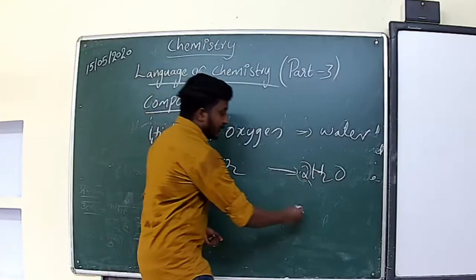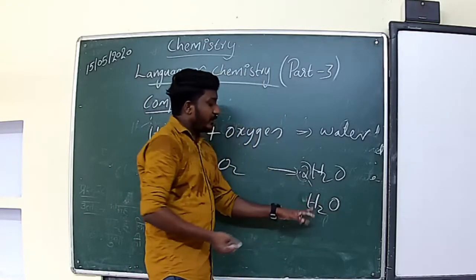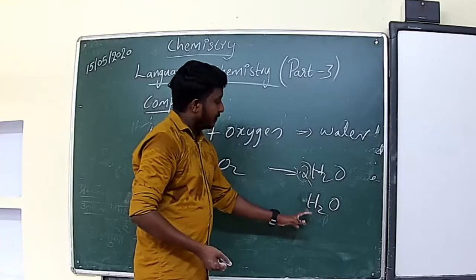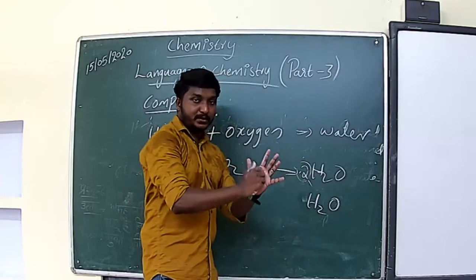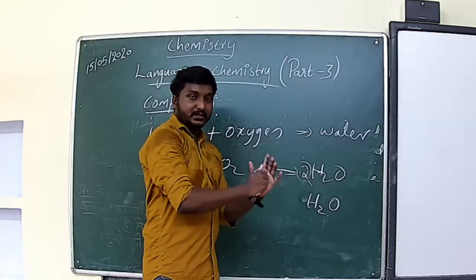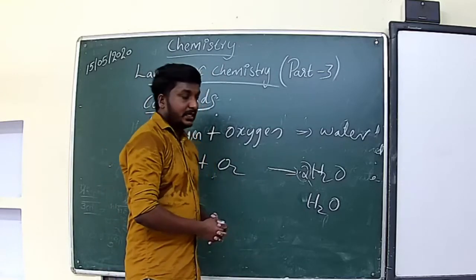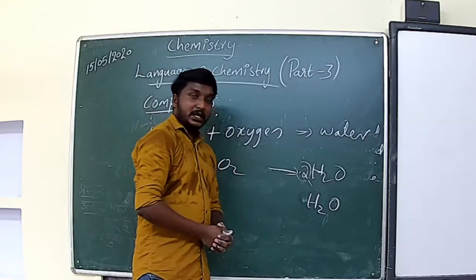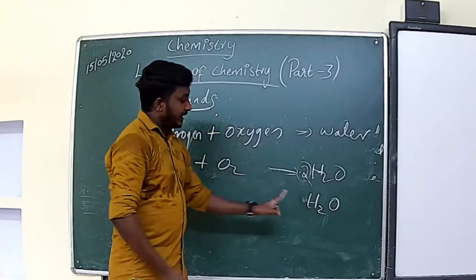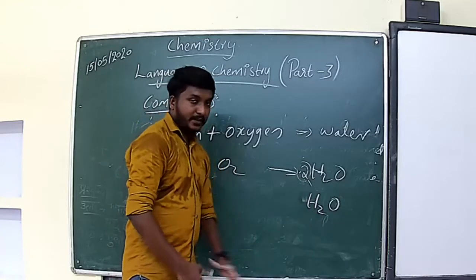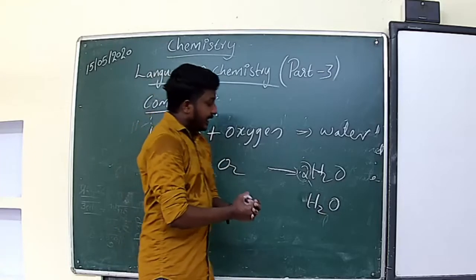That means 1 molecule of water contains how many atoms of hydrogen? 1 molecule of water contains 2 atoms of hydrogen and 1 atom of oxygen. That is a definite proportion. There is no change in the proportion, or no change in the weight of this hydrogen atom and oxygen atom. There is a definite proportion. So we can call them compounds. Clear? 2 atoms of hydrogen and 1 atom of oxygen in 1 molecule of water. So that is a definite proportion. So this is a compound because 2 or more different elements are combined chemically in a fixed proportion.